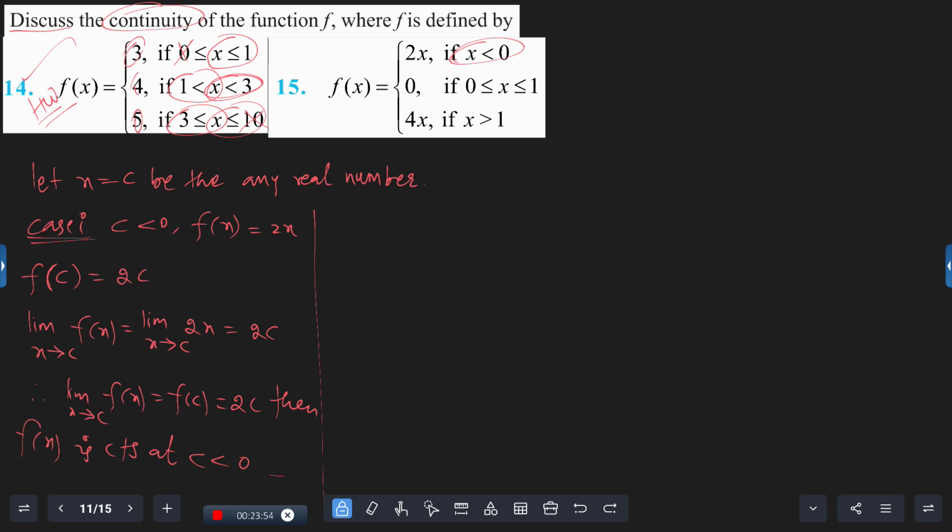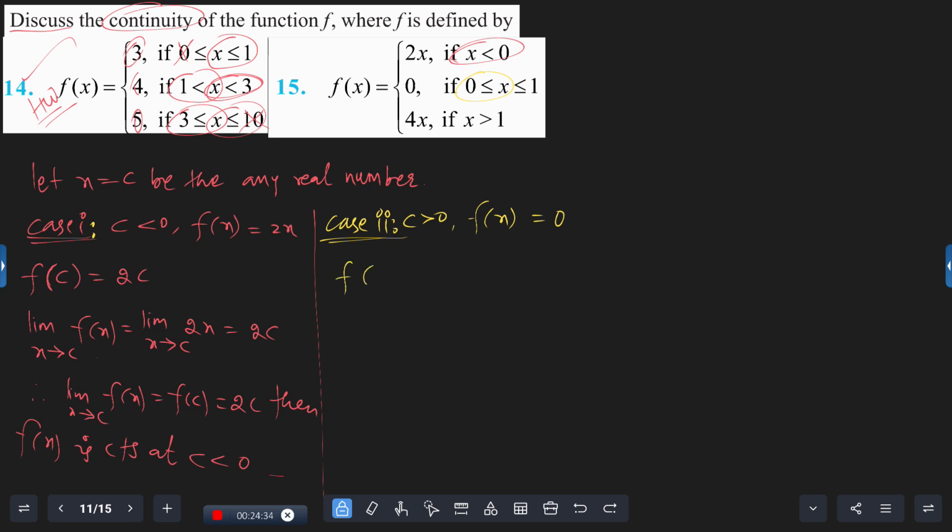Now c greater than 0. Case number 2, c greater than or equal to 0, what will you be doing? What is the function when we have c greater than or equal to 0? 0 must be the smaller side, c must be the greater side. c means the x value. Where must x be greater than 0? See the second one: 0 less than or equal to x is there, so x is a greater number. So f of x equal to what? 0. f of x equal to 0 you have to use.